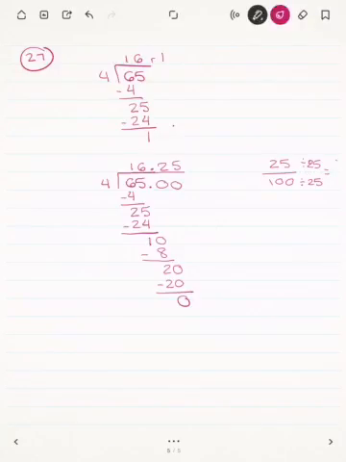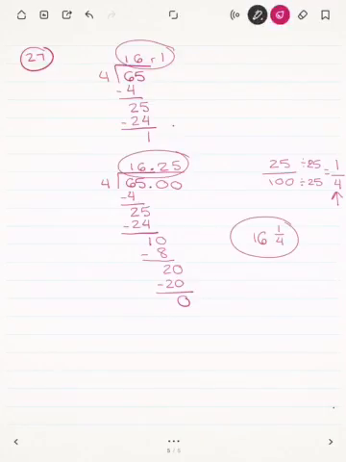So 25 divided by 25 is 1. And 100 divided by 25 is 4. So 25 hundredths is equivalent to 1/4. So if I write this division problem as a fraction answer, it would be 16 and 1/4. So these are the three forms of the answer that they wanted you to write.